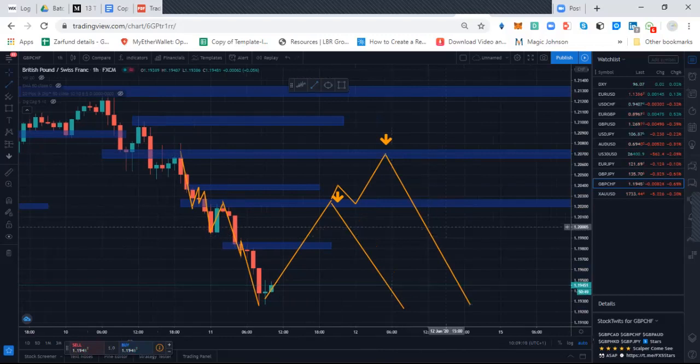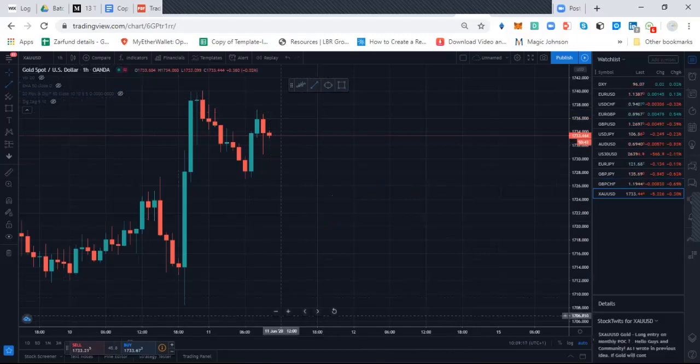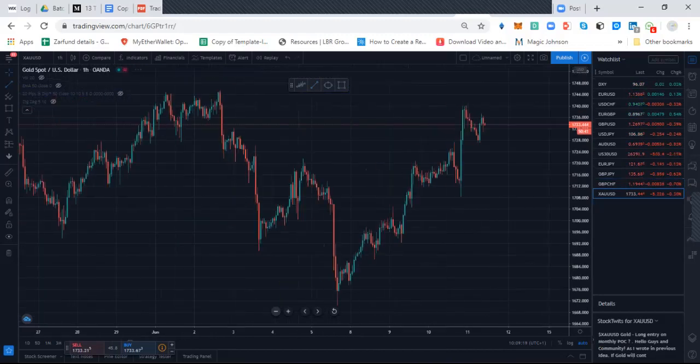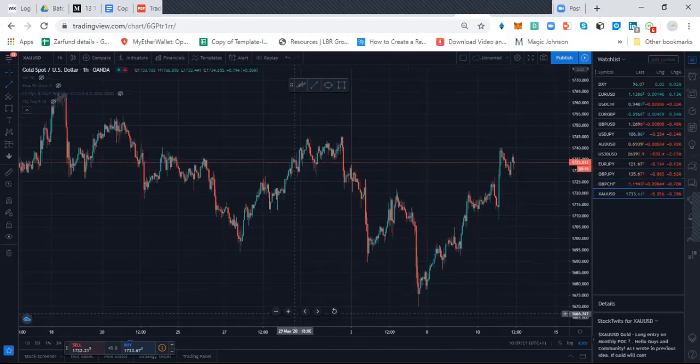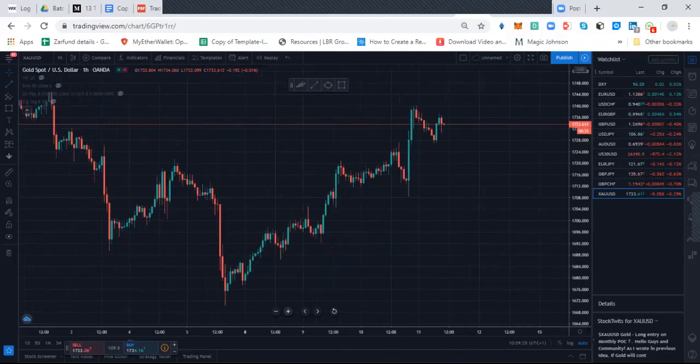Okay. Now let's look at gold. Wow. Gold is entering a buy zone. Okay, so what are we seeing here? Let's look at the structure on gold.